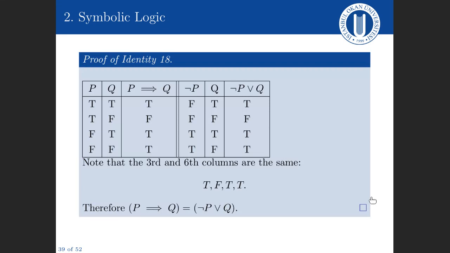These are not necessarily obvious, so I want to use a truth table to prove that these are true. I have a large table here. On the left, I have all of the possibilities for P and Q. Either true, true, true, false, false, true, or false, false. This is all the possibilities.